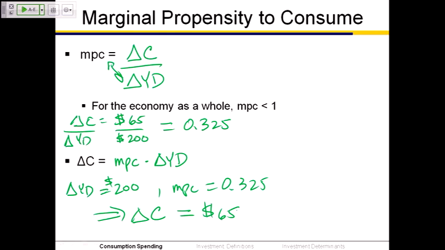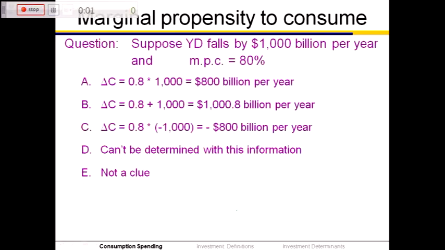All right, let's do a quick clicker question. Suppose that disposable income falls by $1,000 billion per year, and the MPC is 80%. You'll need to convert that into decimals. The change in consumption would be what? A, change in C equals 0.8 times 1,000. B, change in consumption equals 0.8 plus 1,000. C, change in consumption equals 0.8 times negative 1,000. D, it can't be determined with just this information.